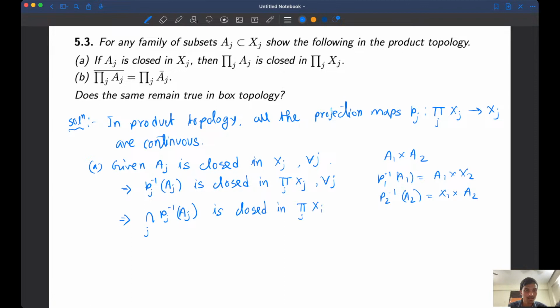But this is exactly the product of aj. It is the intersection of these things, so it is ultimately a coordinate-wise intersection. So aj is contained in xj, and in the other places it will always appear as xj, so that will just be aj. So finally you get that it is just the product of aj. So that completes this one, right? Given that if aj is closed, then the product of aj is also closed in this product.